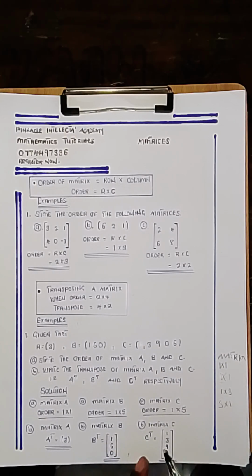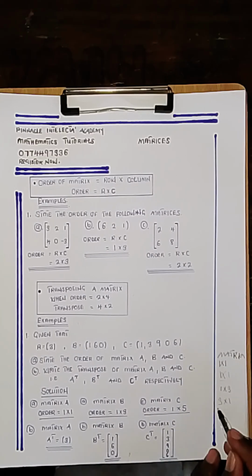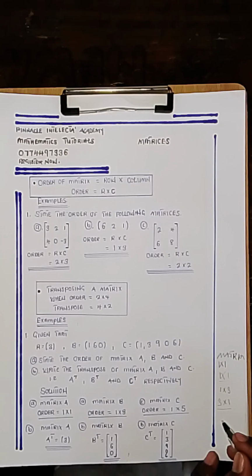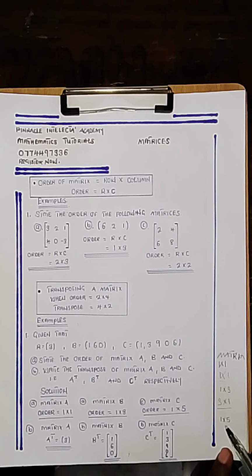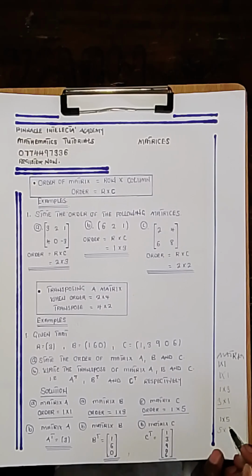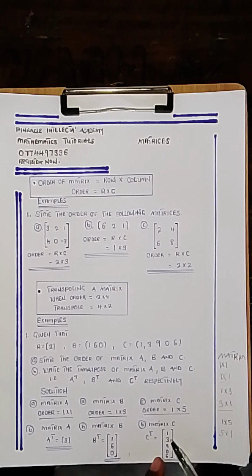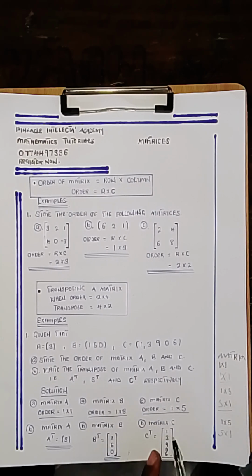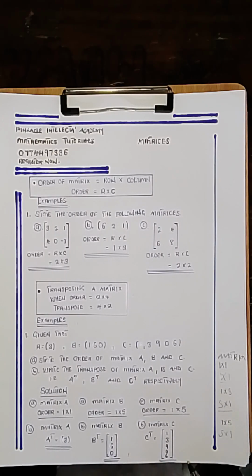And then let's look at the transpose of matrix C. Matrix C had an order of 1 by 5, which means it had 1 row and 5 columns. But now it is going to have 5 rows and 1 column. So it now has 5 rows, 1, 2, 3, 4, 5, and 1 column. That is all that we can talk about on this.